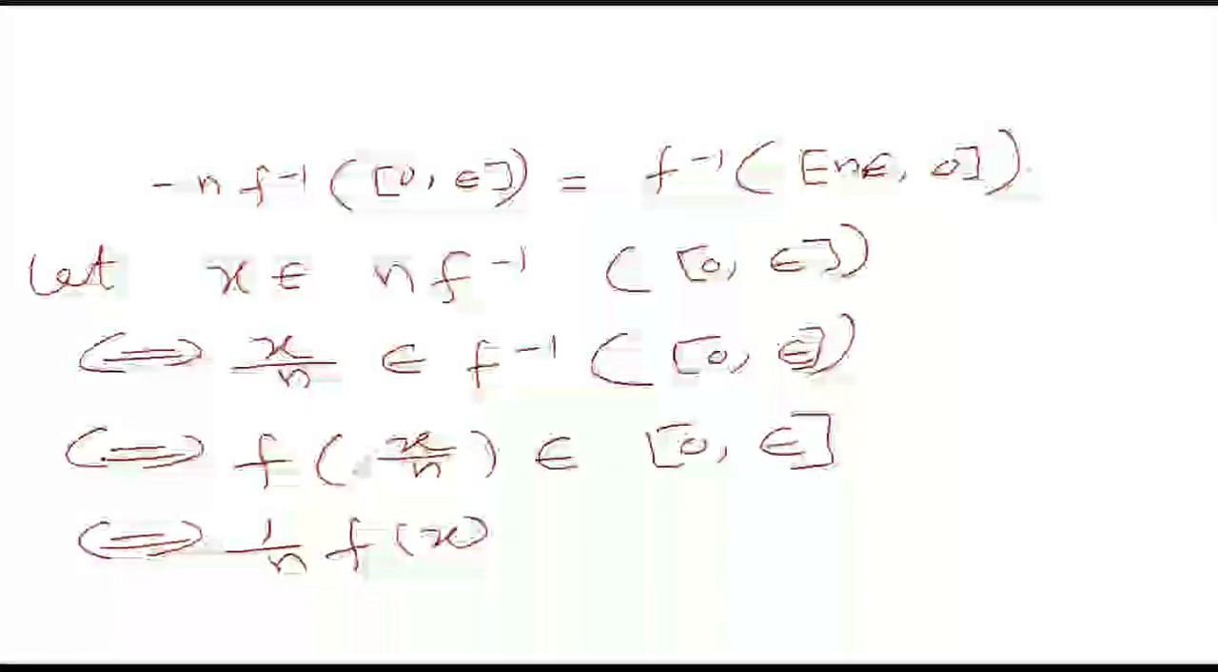This f of p by q times x is equal to p by q times f of x, if f is an additive function. So this belongs to 0 to epsilon, and this is true if and only if f of x belongs to n times this interval 0 to epsilon, which is true if and only if f of x belongs to 0 to epsilon, and which is true if and only if x belongs to f inverse 0 to n epsilon.